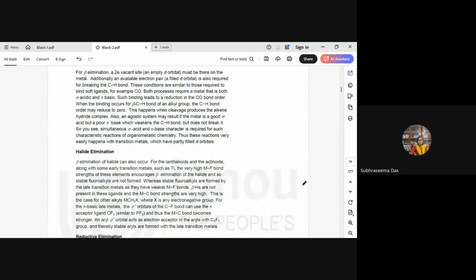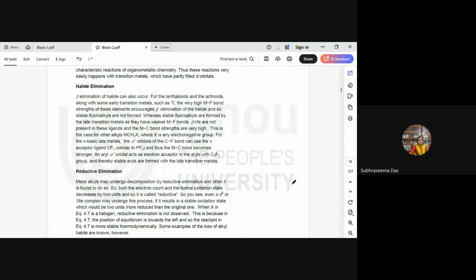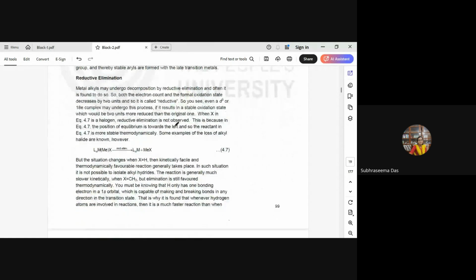Then halide elimination. So beta elimination of halide can also occur for the lanthanoids and the actinoids, along with some early transition metals such as titanium. The M-F bond strength of these elements encourages beta elimination of the halide, and so stable fluoroalkyls are not formed. So then comes reductive elimination.